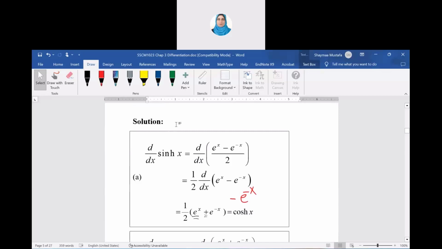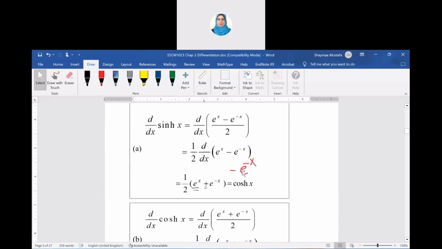So this means that we have minus e^(-x), and I have another minus here. So minus minus will become plus, plus exponential e^x. If you look here, for this definition, this is exactly cosh x from the definition of cosh, so it is equal to cosh x. This is why the derivative for sinh is cosh.